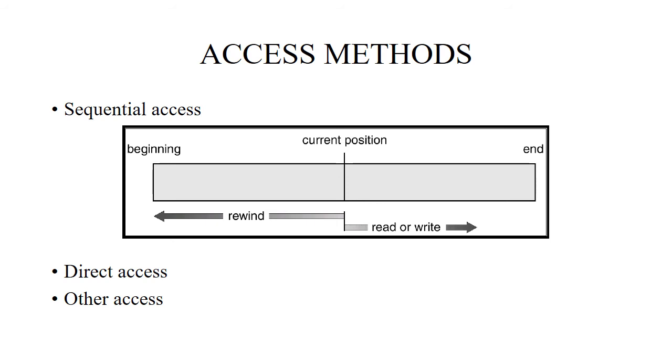Now next is other access. Other access methods contain the index. Here it involves the construction of an index for the file. The index contains a pointer to various blocks. Whenever we have to find a record in the file, we search for the particular index. Once the index is found, we need a pointer to access the file directory, and then we will find the desired record.